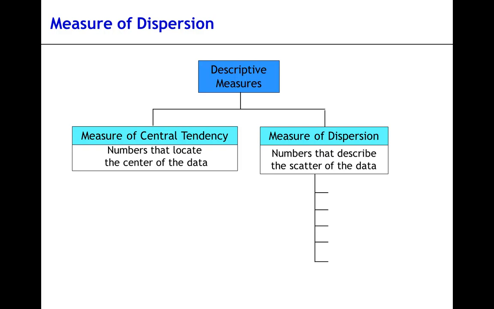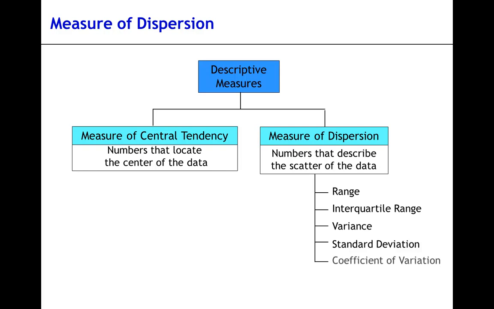In this section, we'll focus on the descriptive measure of dispersion. It is really about finding the numbers that indicate how scattered the data are. Some measures of dispersion we will learn are the range, interquartile range, variance, standard deviation, and coefficient of variation.